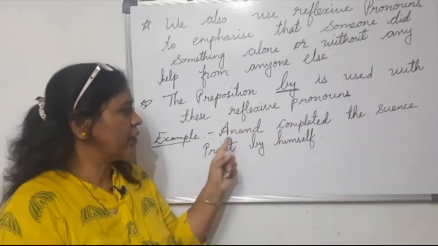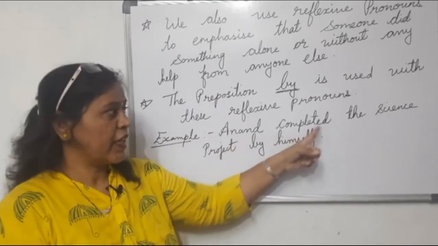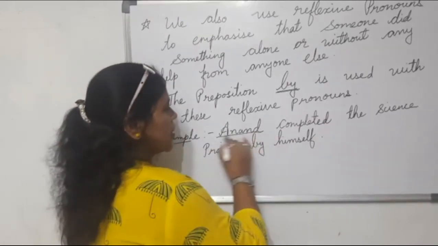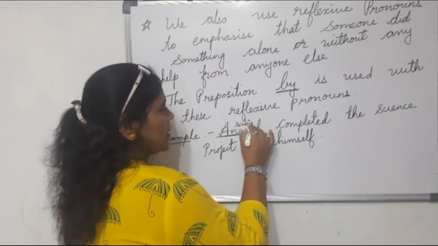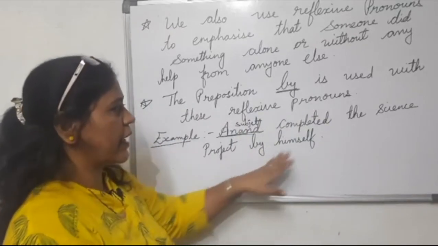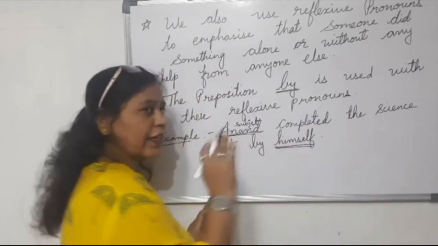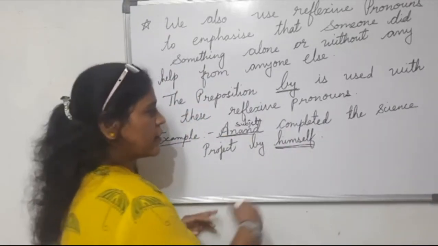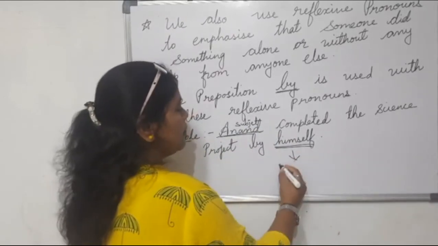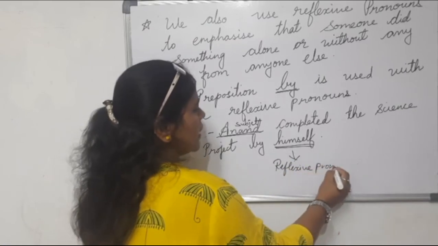With this example you will understand it clearly. Anand completed the science project by himself. Here Anand is the subject of the sentence, and what he did: he completed the science project by himself. Without anybody's help, he alone completed his science project. So himself is a reflexive pronoun in this sentence.